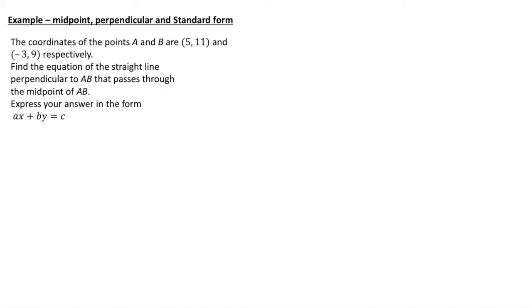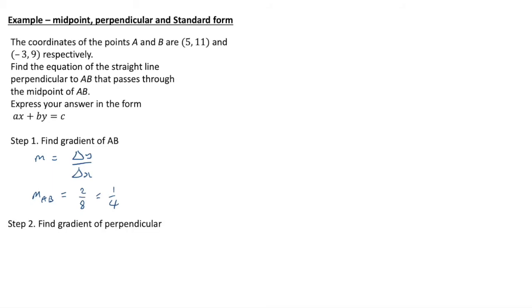So we have our same points again. This time we're being asked to find the equation of the straight line perpendicular to AB that passes through the midpoint of AB. And we have to express our answer in the form ax plus by equals c, which is of course standard form. So, step 1, again we have to find the gradient of AB, so that's just the same as we did before because we are using the same points, and as we know that comes out as 1/4. Step 2, we need to find the gradient of the perpendicular.